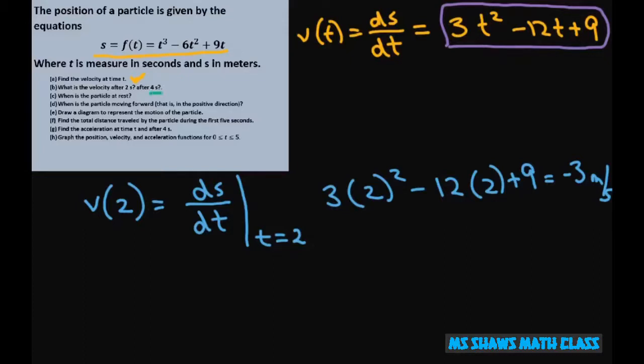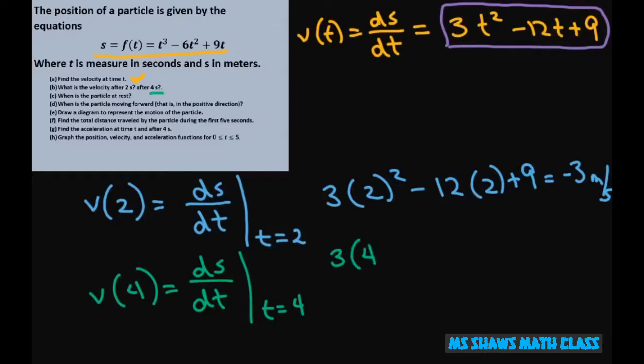And then we're going to do the same thing with the 4. We also have to do 4 seconds. So v of 4 equals the derivative of s with respect to t, evaluated at t equals 4. So that's going to be 3 times 4 squared minus 12 times 4 plus 9, and that's going to equal 9 meters per second. So that is A and B.